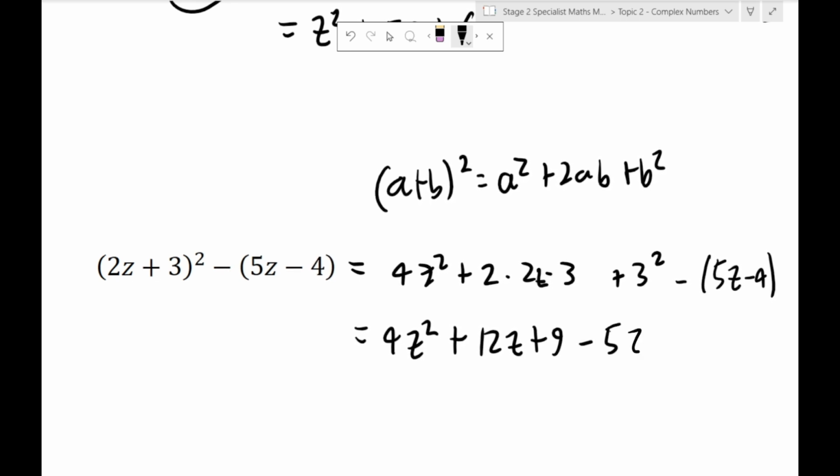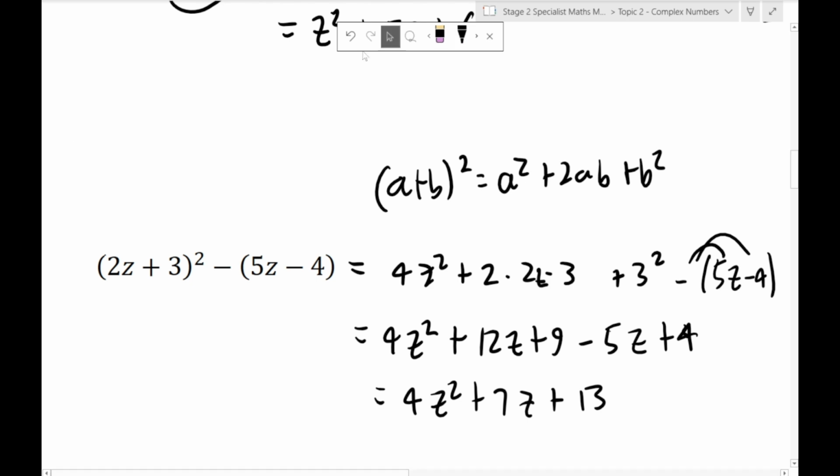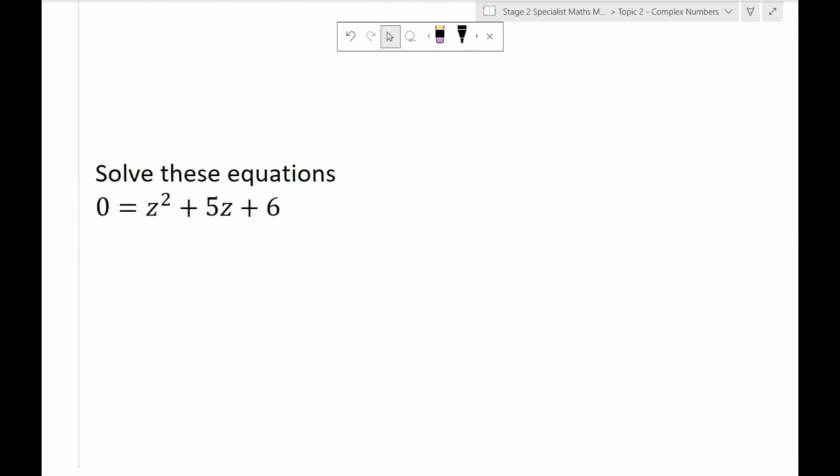Take 5z, and then that take expands in there to turn into a plus 4. Then we've got 4z squared, 12 take 5 gives you 7z, and then 9 plus 4 gives you 13. There we go.